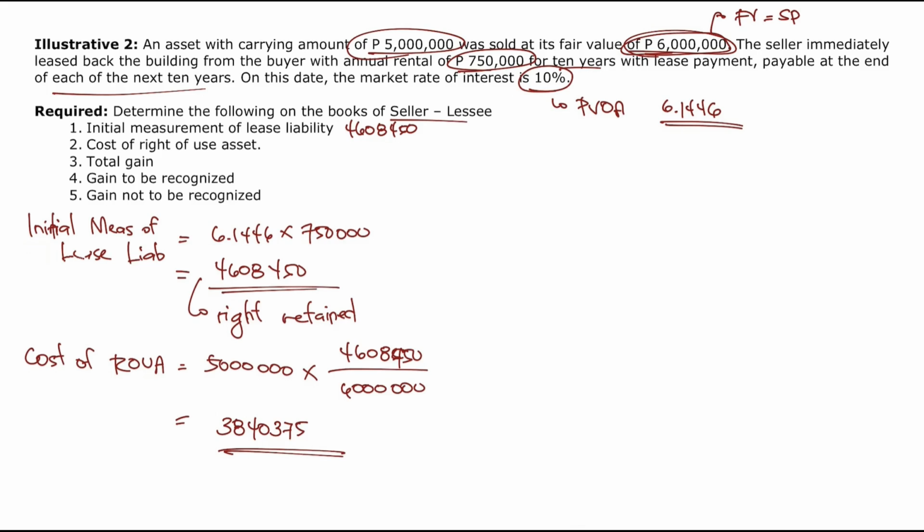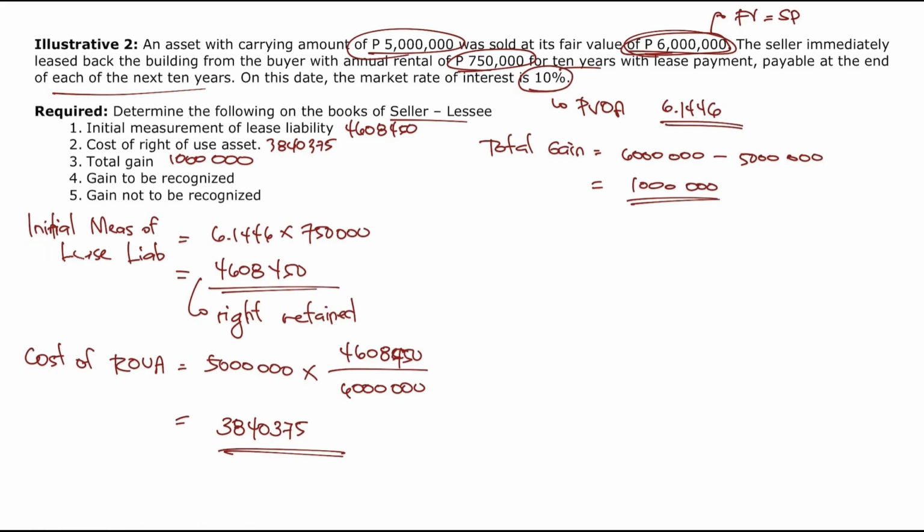So, requirement number 2, how much is the cost of right of use asset? Our final answer will be equal to 3,840,375. Requirement number 3, magkano daw yung total gain? Once again, total gain will just be equal to the difference between the fair value of 6 million pesos minus the carrying amount of 5 million pesos, or this is actually equal to 1 million pesos. Okay? So, requirement number 3, 1 million pesos will be our final answer.